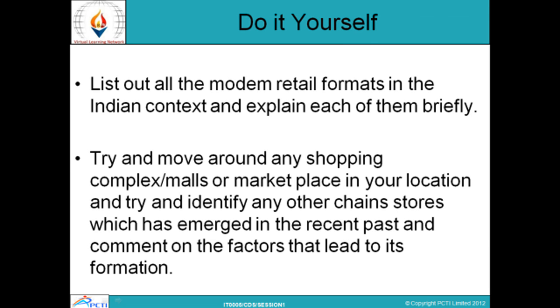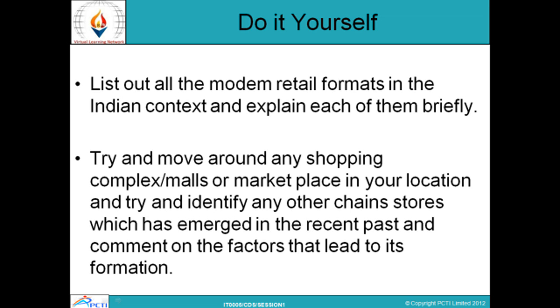So that was all about the formats of retail, the different kinds of shops which contain different product ranges and how they are useful to the people. So these are some of the questions. You have to do it yourself. Question number 1, list out all the modern retail formats in the Indian context and explain each of them briefly.